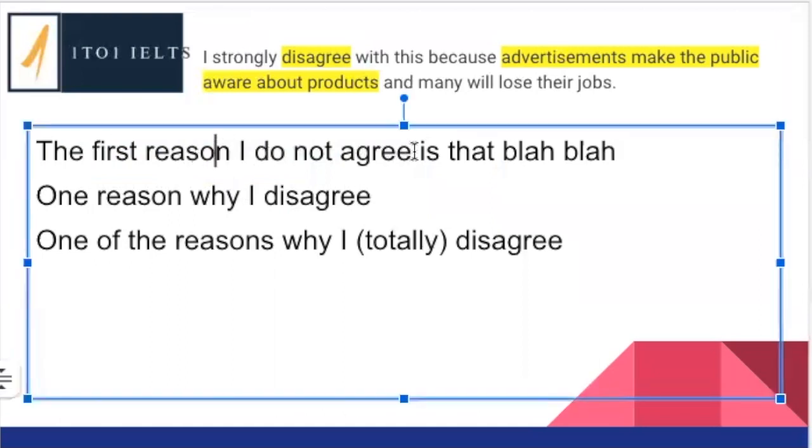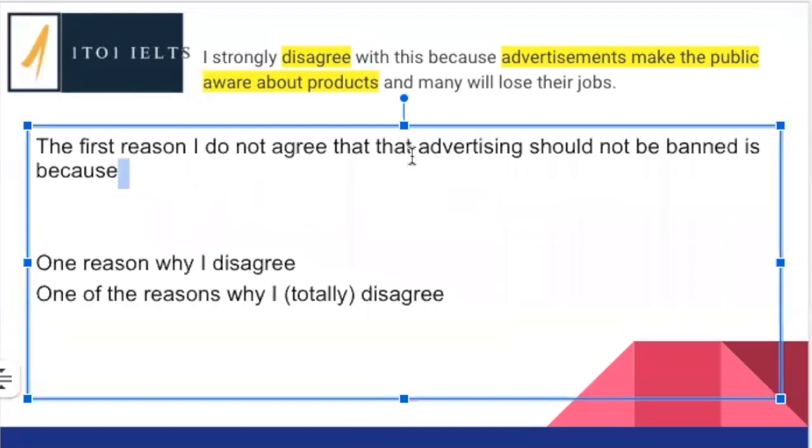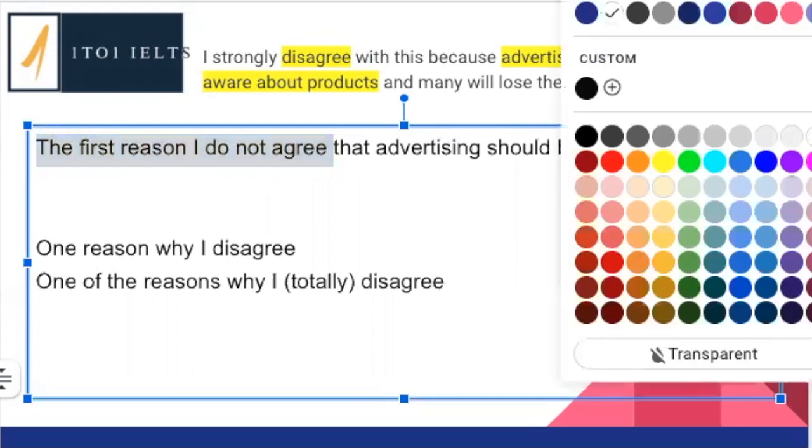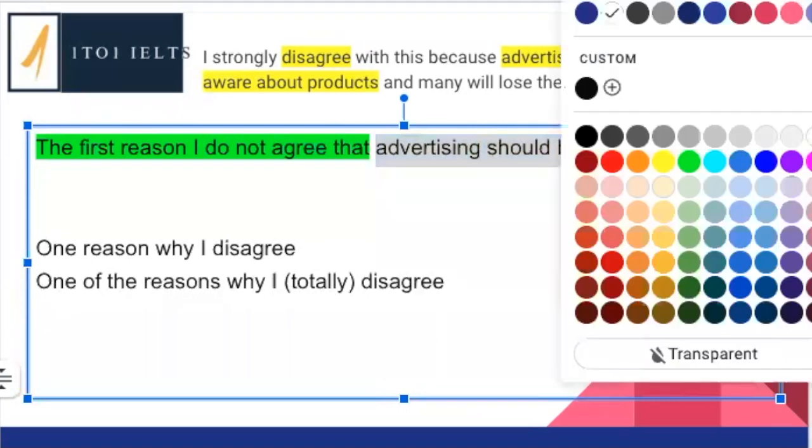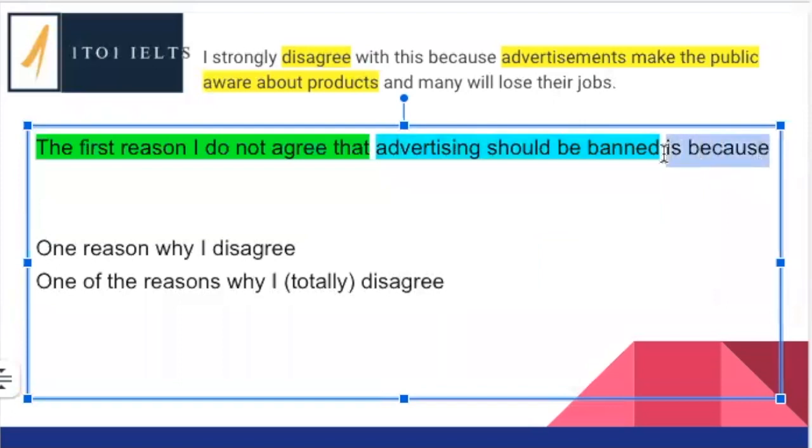So the first reason I do not agree, have a look at this. The first reason I do not agree that advertising should be banned. So the idea here is there should be a ban. So I'm disagreeing, so should be banned. But the first reason I do not agree, because remember we're disagreeing here. First reason I do not agree that advertising should be banned is because, so now we've got the 3 sections. So here we've got part 1 of my strategy. Okay. Part 2, we're showing what we're disagreeing with, so it's clear. Part 3 is the is because or is that.